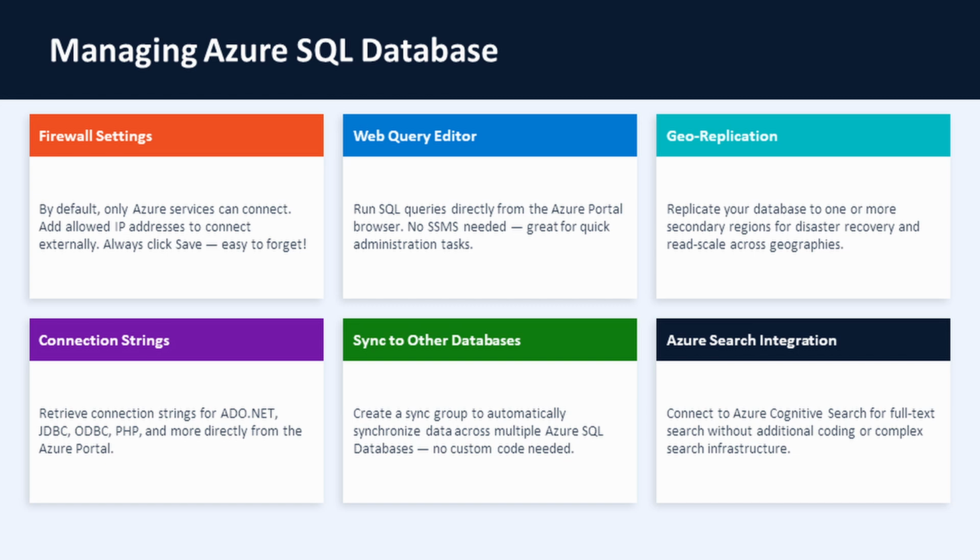The first thing you need to configure is the firewall settings. By default, only other Azure services can connect to your Azure SQL database. If you want to connect from your laptop, your office, or any external system, you need to add firewall rules allowing those IP addresses. The Azure portal can automatically detect your current IP address and add it for you. One important note: after adding or changing firewall rules, you must click the Save button. It is easy to forget this, and if you do, the rules simply do not apply. This has caught many developers off guard.